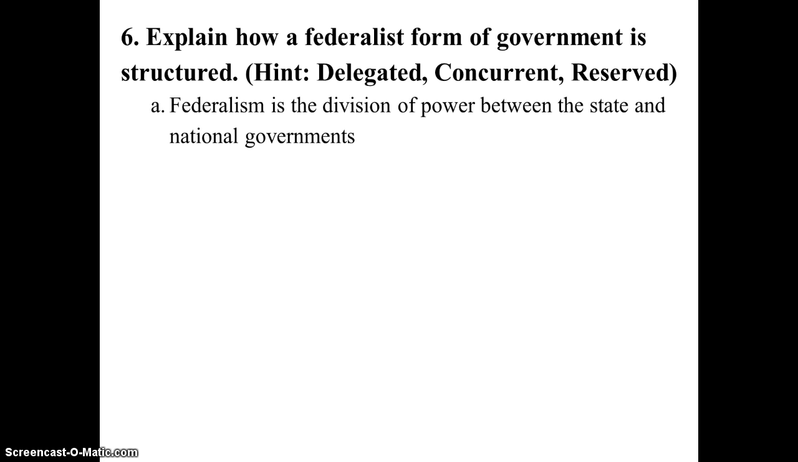Alright, so we are talking government, okay? Where we left off, we were talking about the Great Compromise. So, explain how federalism is structured, basically, here in the United States. So first off, what is federalism? Federalism is the division of power between the state and national governments.